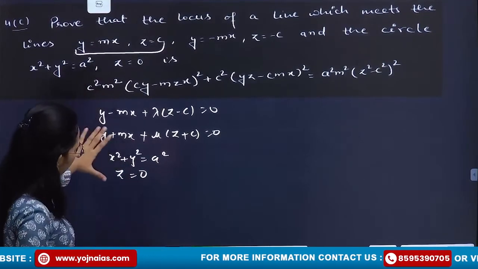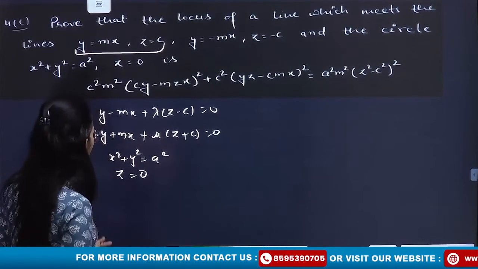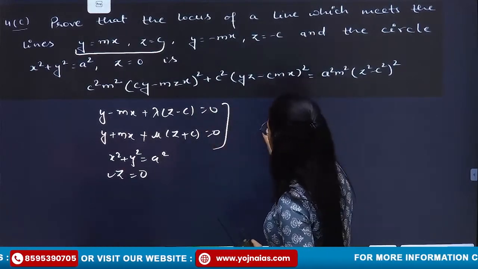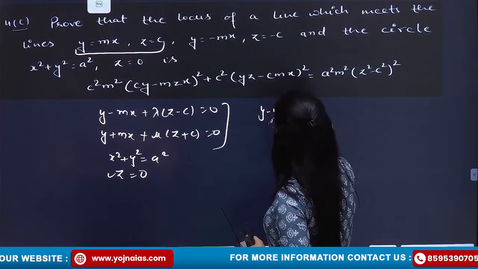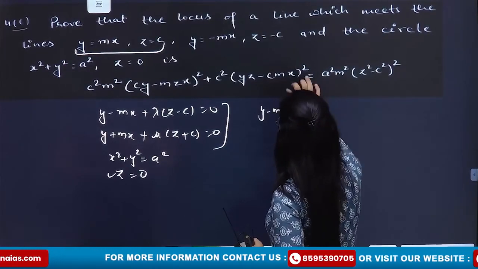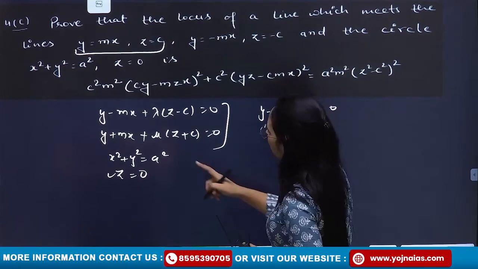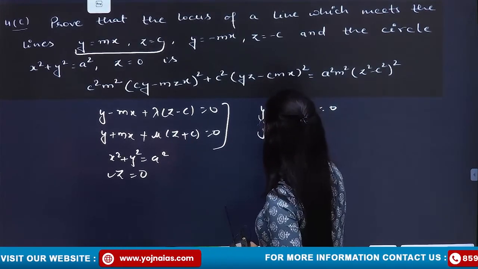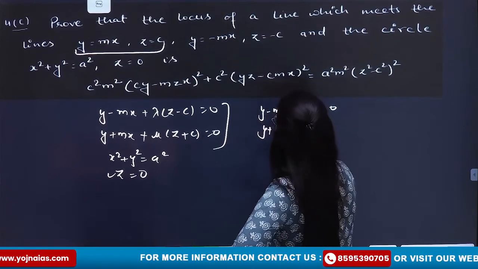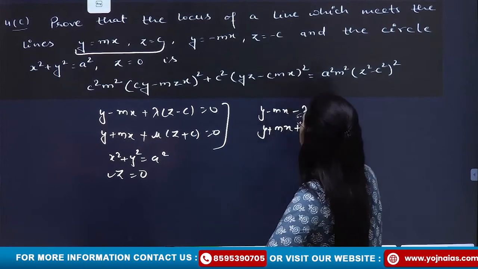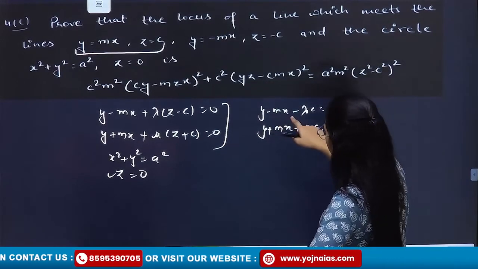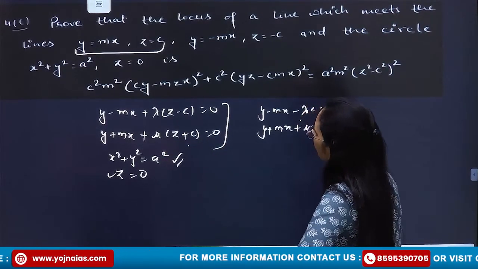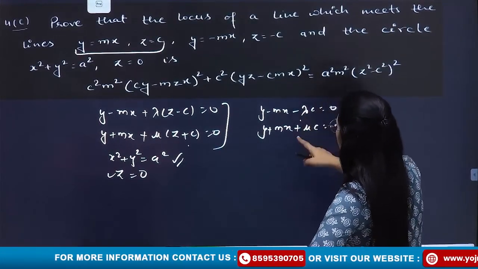Now the line passes through these points, so all of them would satisfy. Now can I put z is equal to 0 in these lines and then solve for lambda and mu? If I put z is equal to 0 in these lines, we get y minus mx plus lambda z is equal to 0, minus lambda equal to 0, and then z is equal to 0 here, so we will get y plus mx plus mu equal to 0. What we need to do is find x and y from here, and put that in the circle equation. Then you need to find lambda and mu. So first you need to solve these for x and y.